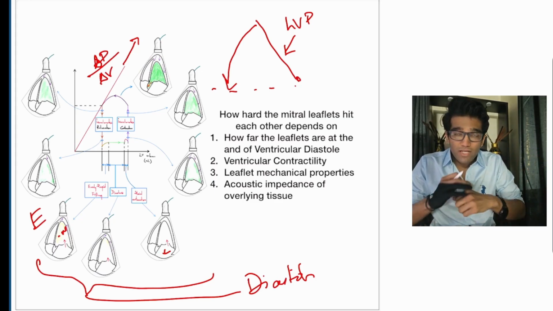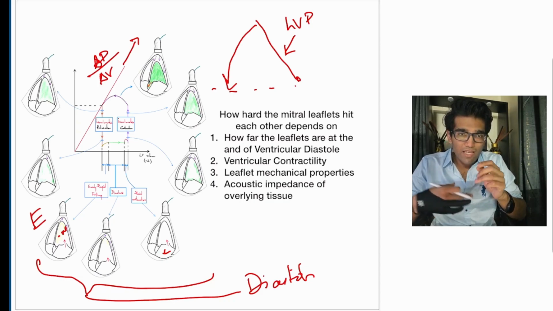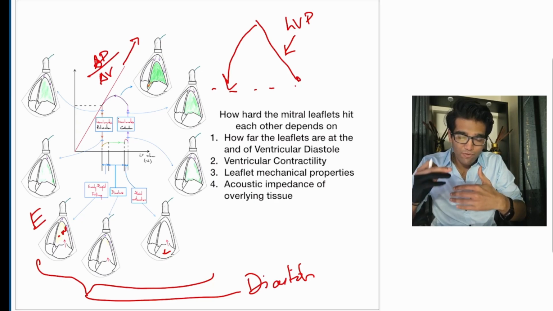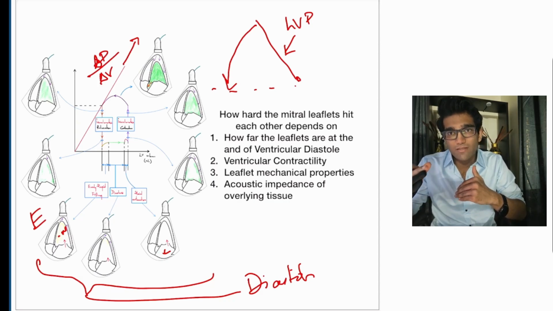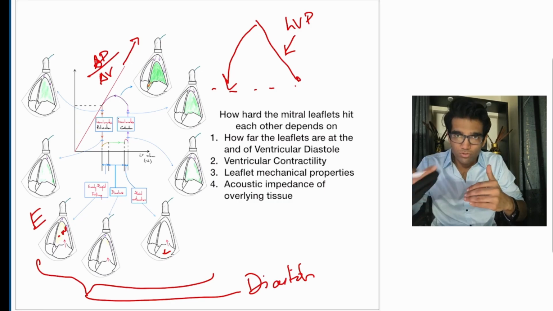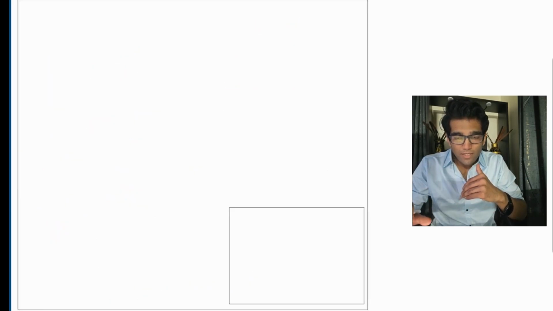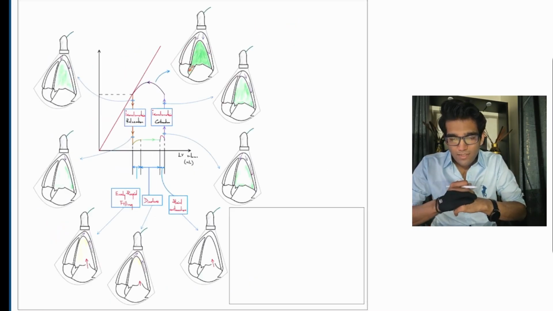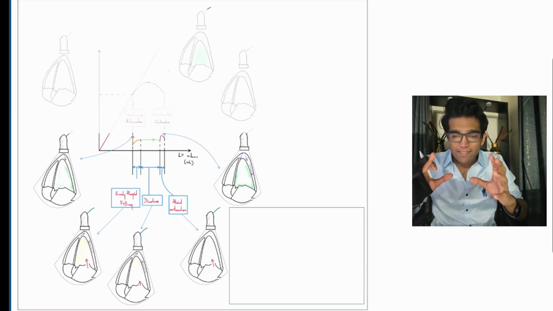Then there is also the fact that the sound is actually being produced at the AV valve, and between the AV valve and the diaphragm of our steth there is overlying tissue. So the acoustic impedance of the overlying tissue also reduces the intensity of the sound. So the more the tissue and the more the impedance, the softer the sound, and the reverse would be true also. Okay. So let's just systematize this a little bit more.